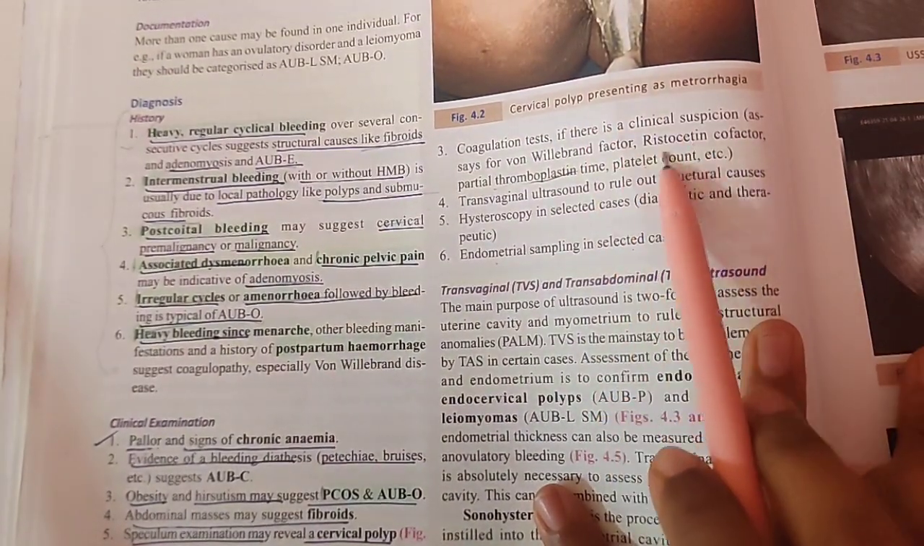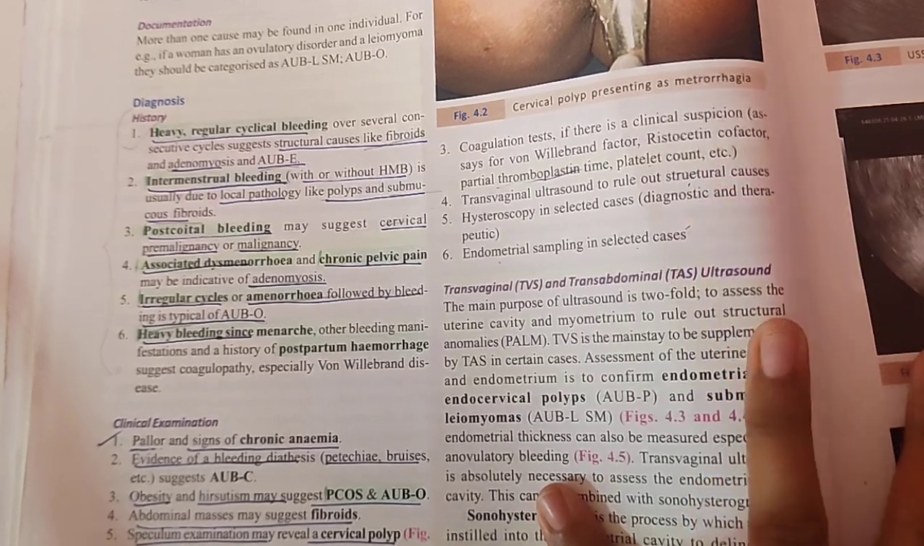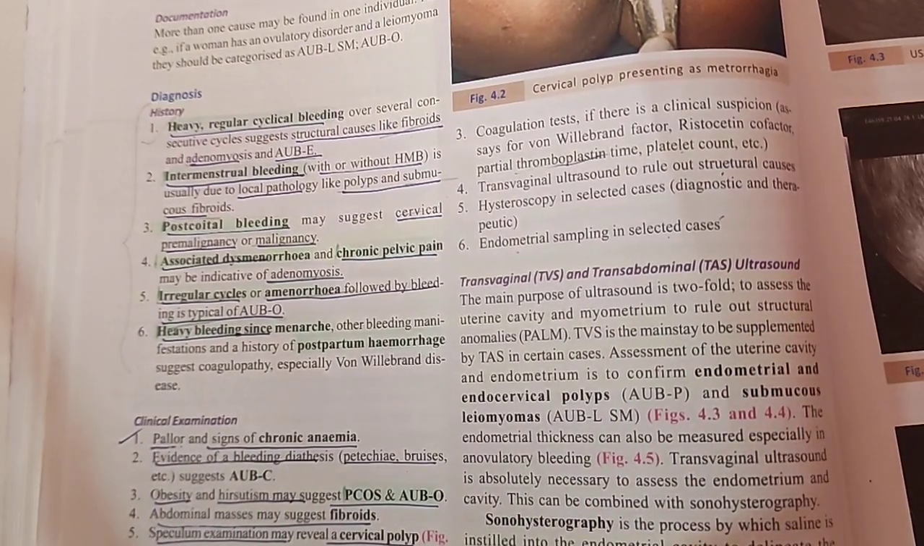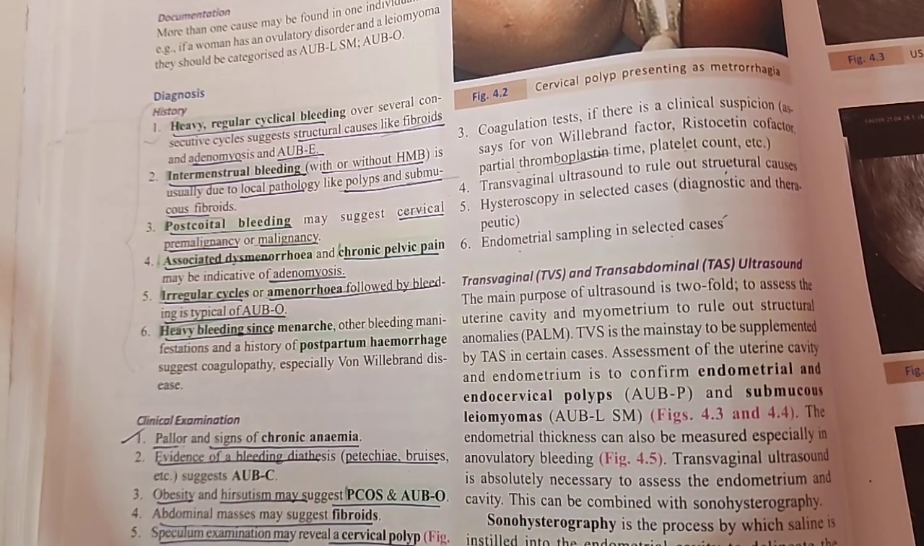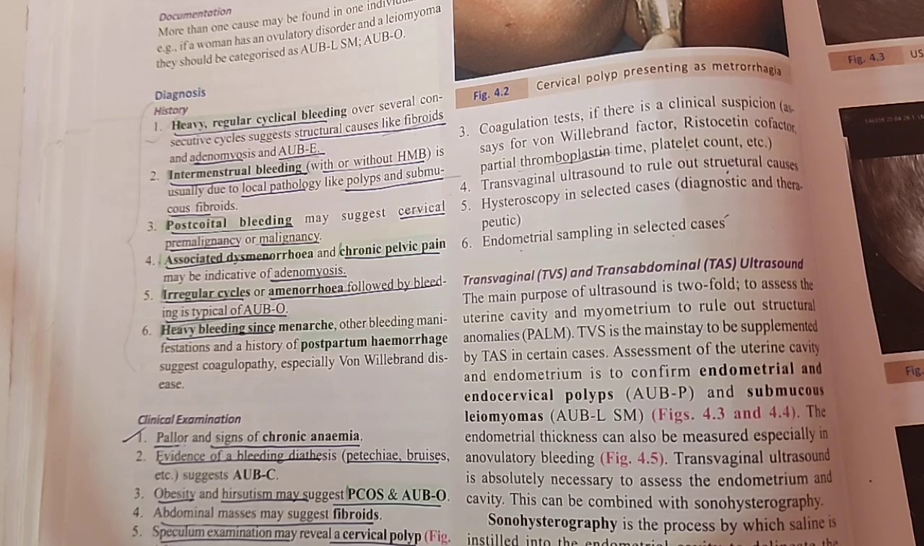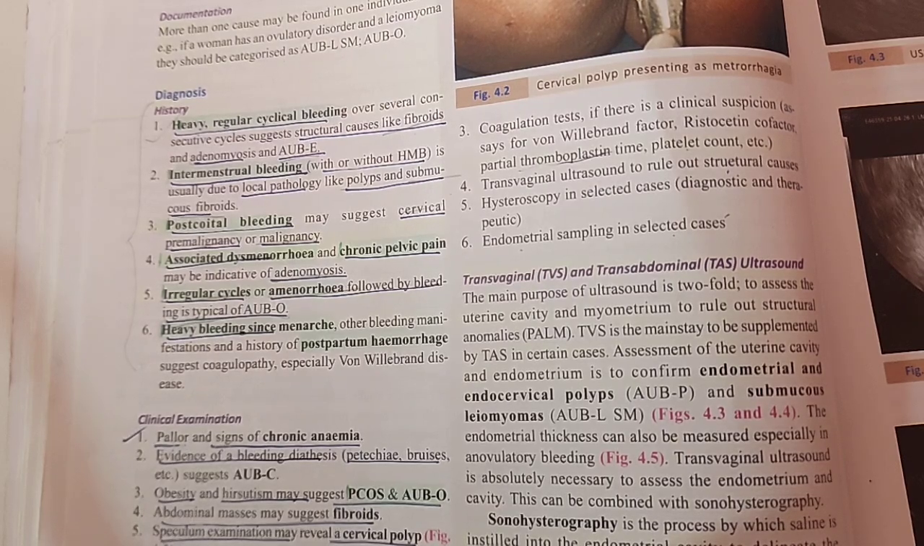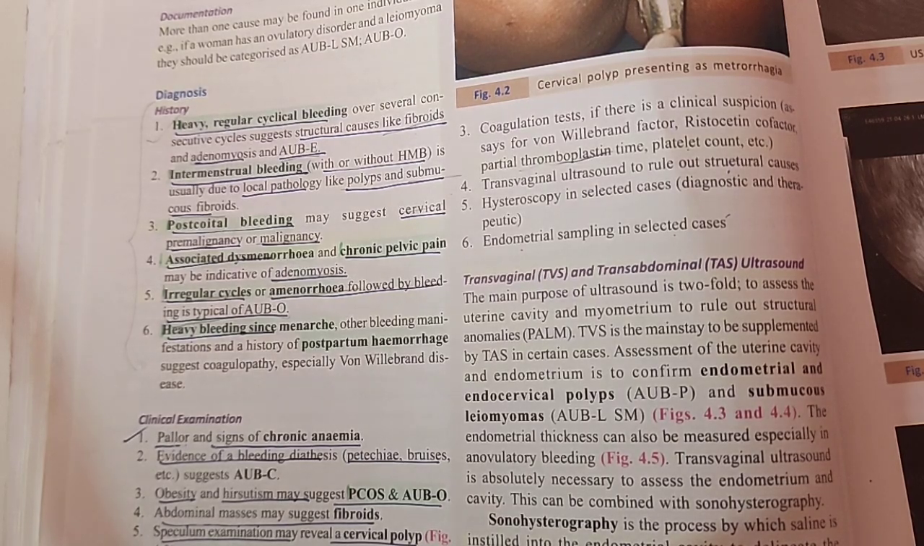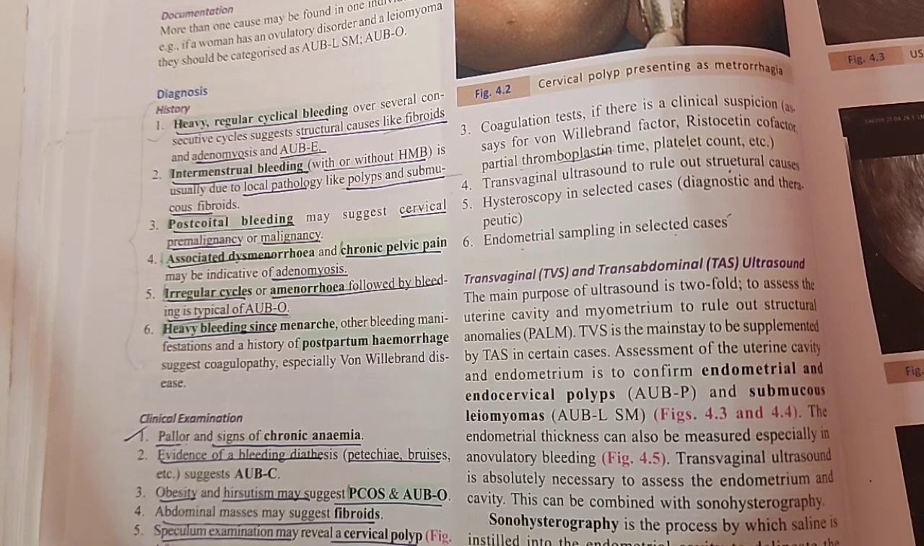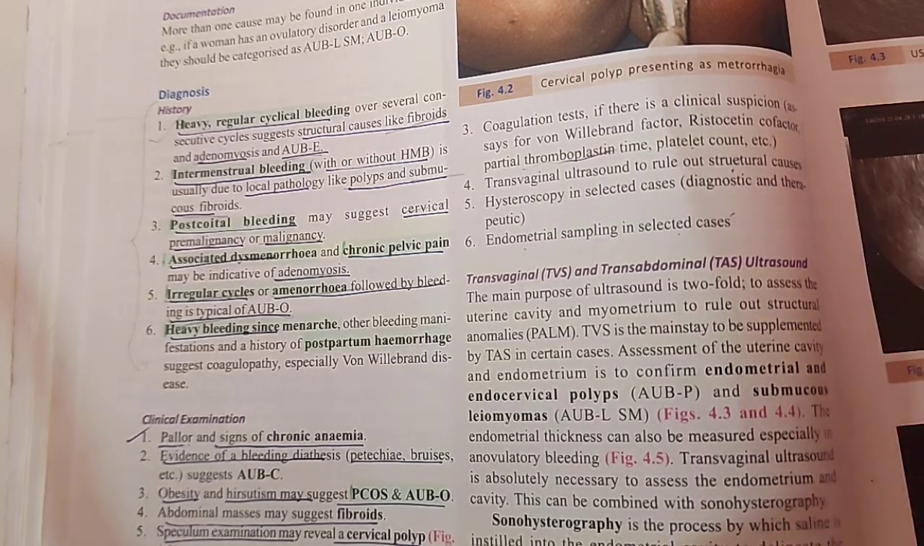Then you should look for the coagulative disorders. Mainly you should look for the platelet count. If there is any abnormality in the platelet count, it is indicating ITP. Then you should look for the clotting time, bleeding time, and also the APTT.